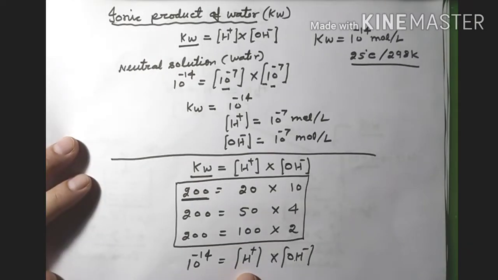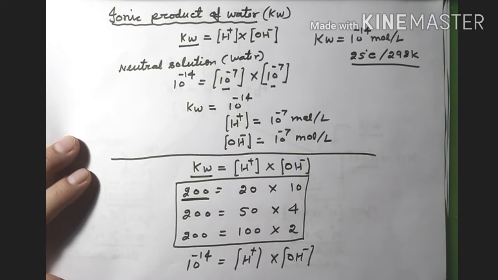Now with this relation we can say, if in any solution the concentration of H plus ion slowly increases, the solution becomes more and more acidic. It means in a very clear way we can say the acidic character of the solution depends upon the number of H plus ions. If the H plus ion concentration increases, the acidic character of the solution increases.